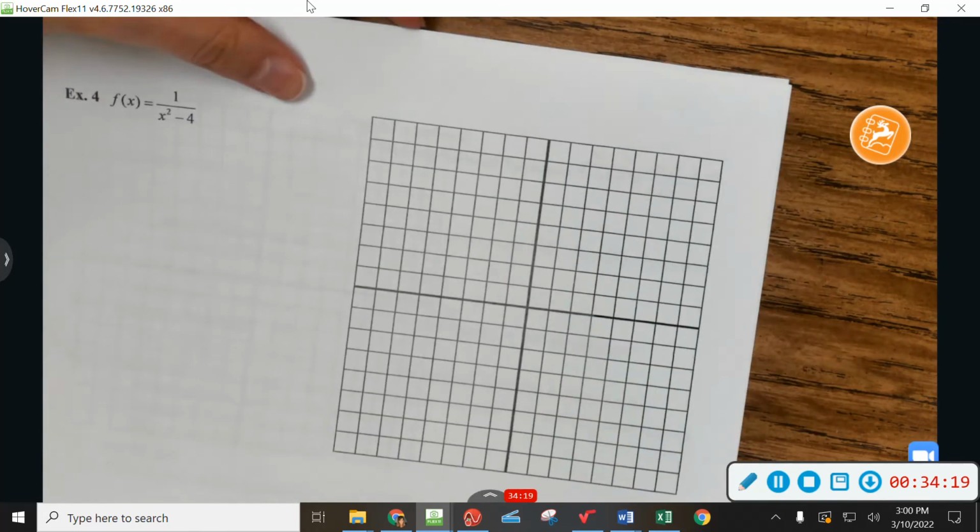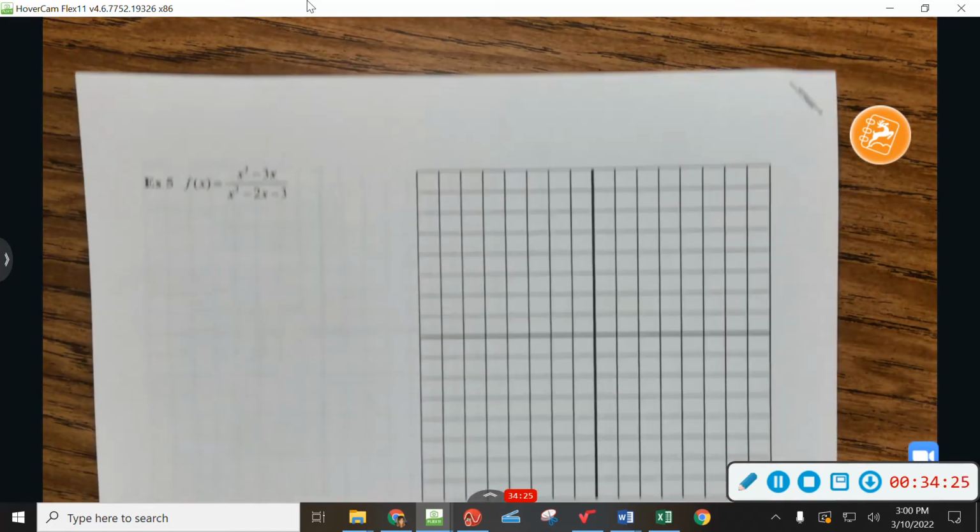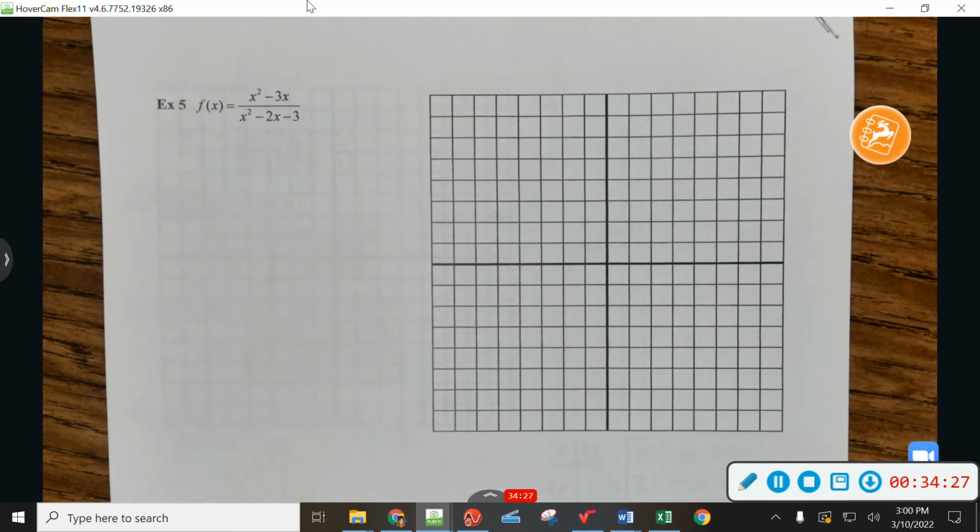All right, we're skipping example 4 for time. But we are doing example 5. I've run out of lead.